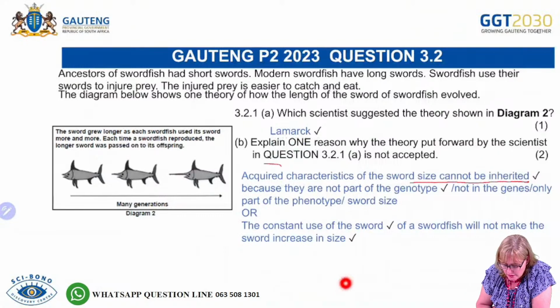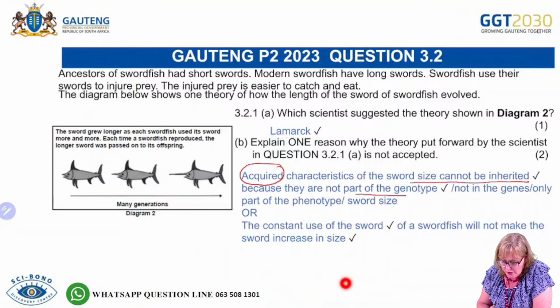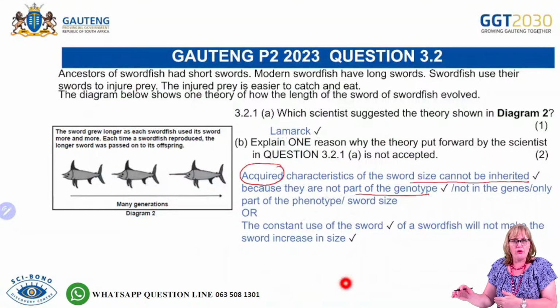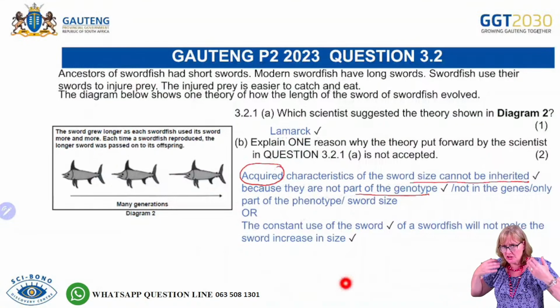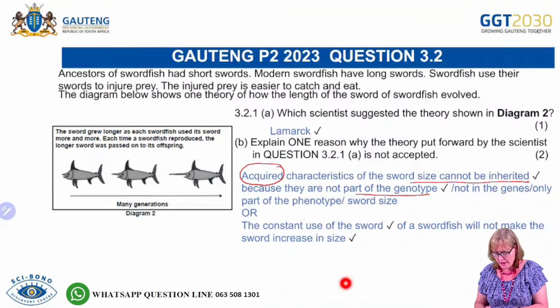Remember the word acquired. Acquired means something that you get while you are alive, right? So it can't be inherited because they are not part of the genotype. Remember what I said, if you chop off your arm, it's your phenotype that changes. Your genes are still the same. So when you have a baby, the baby will inherit your genes, not your phenotype. That's why it cannot be inherited.